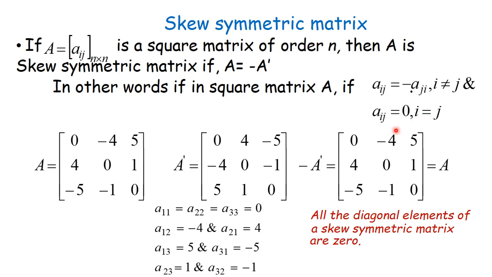If i is equal to j, then Aij will be what? Aij will be the diagonal elements of your matrix. If the diagonal elements of your matrix are 0 and Aij is equal to minus Aji, then your matrix A will be a skew symmetric matrix. So this is the skew symmetric matrix. If you see, all the diagonal elements of your skew symmetric matrices are 0. So all the diagonal elements of your skew symmetric matrices must be 0.